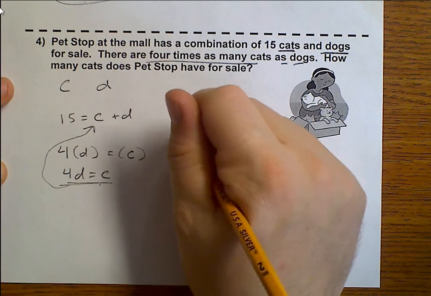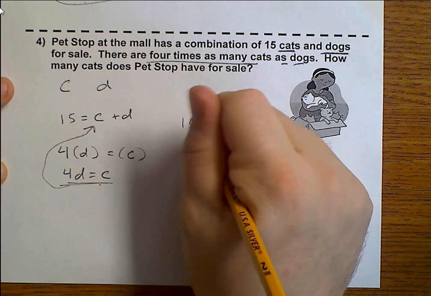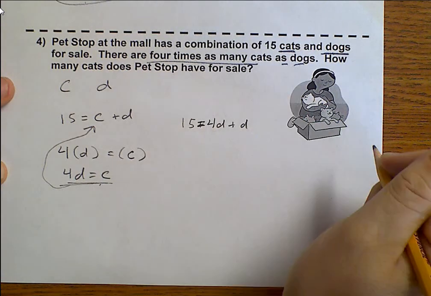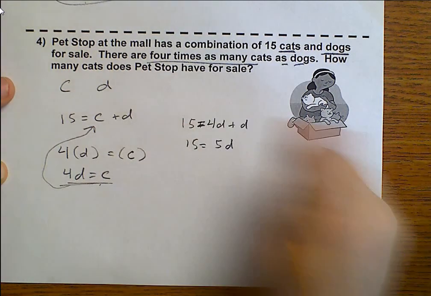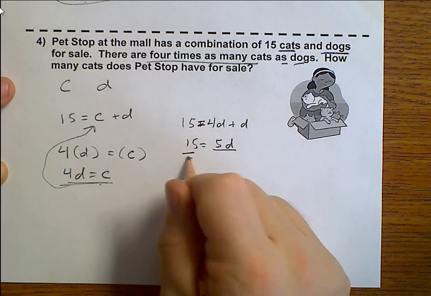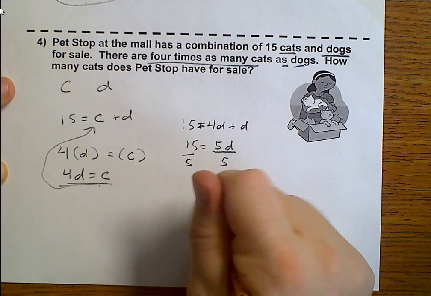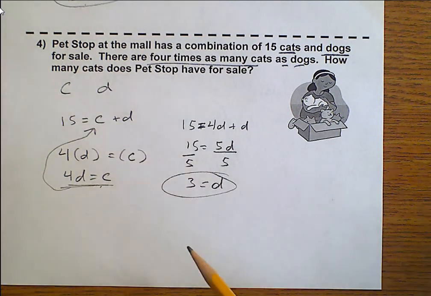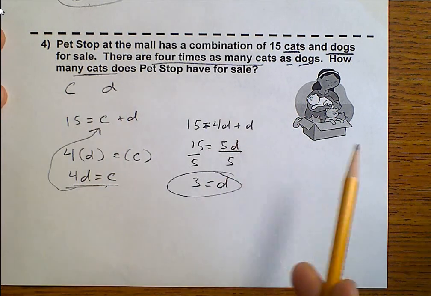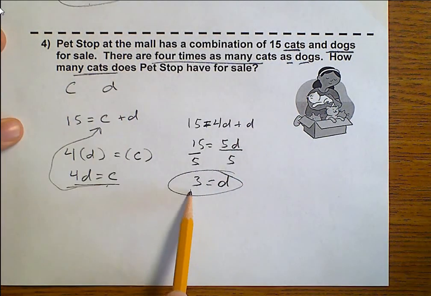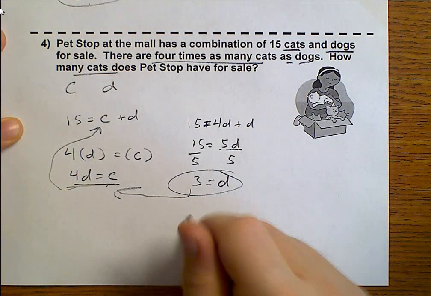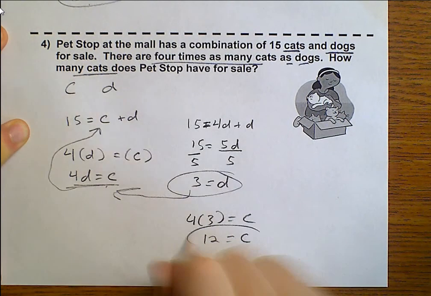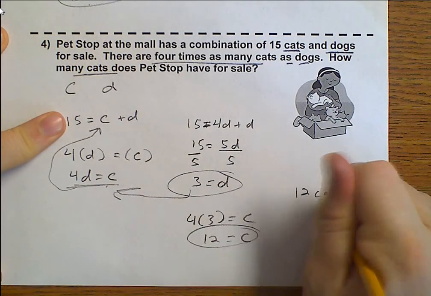So 15 equals 4D plus D. So 15 equals 5D. Divide them both by 5, and D equals 3. There are only 3 dogs. Well, that's not what it's asking. He wants to know how many cats we have. So I'm going to take this, I'm going to plug this back in, and so 4 times 3 equals C. 12 equals C. That means that there are 12 cats.